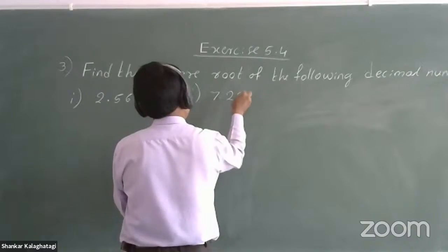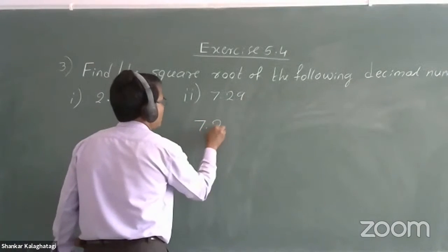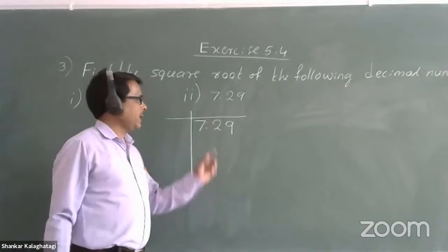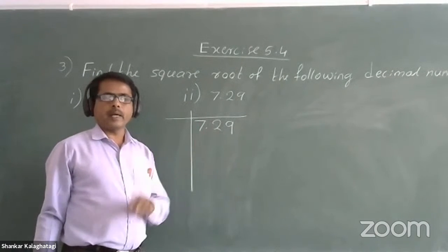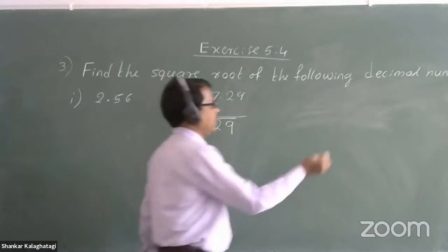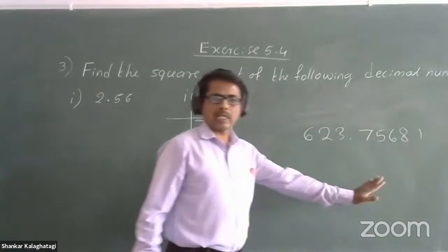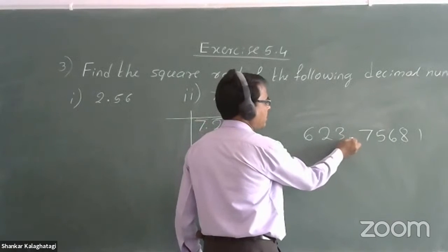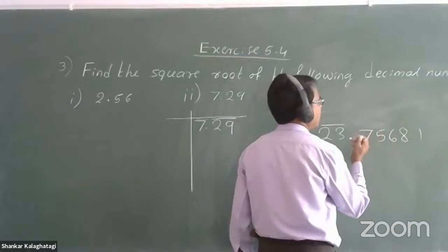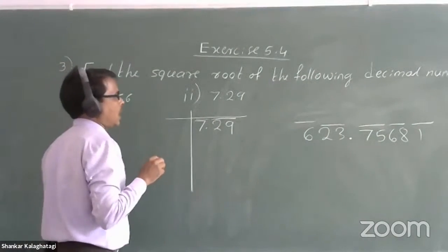7.29. You have to make the groups separately. Integer part separate, decimal part separate. So the integer part is one group, 29 is another group. For example, if the number is like 623.75681, how to make groups? Starting from the decimal point, one group, two groups. On this side, from the decimal point we should go left to right. Here one group, two groups, this is the third group. Understood? Yes, sir.